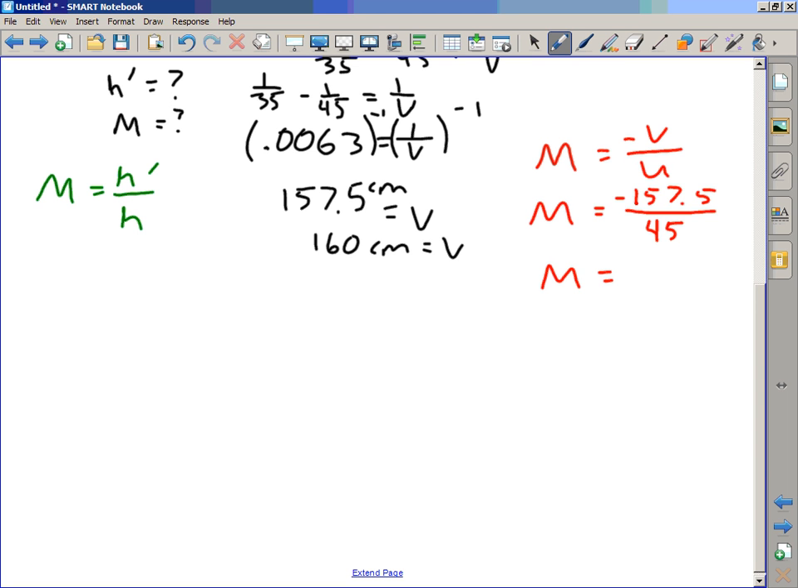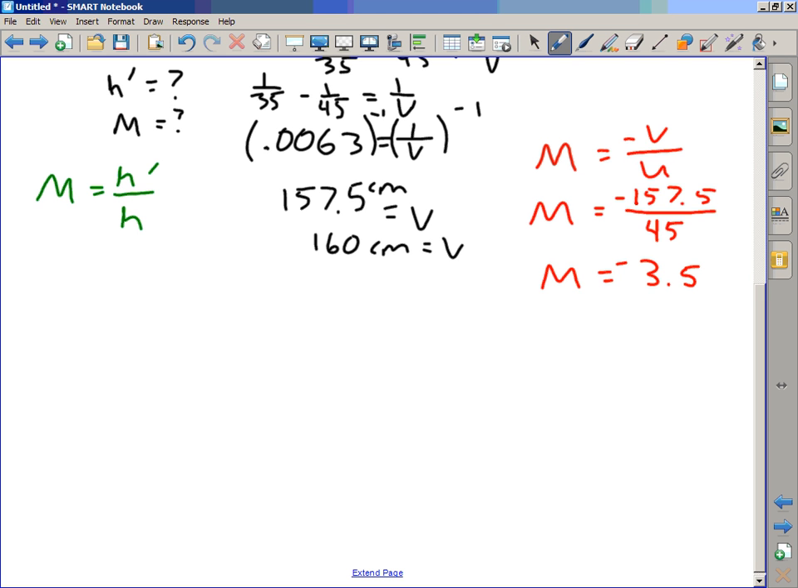What's that magnification come out to be? Negative what? Negative 3 point what? Negative 3.5. No units. It's kind of like the coefficient of friction. All magnification is a ratio, right? Ratio of the heights, ratio of the distances. Since it's a ratio, ratios don't have units, and units cancel out. It's just kind of a multiplier, if you will, right?